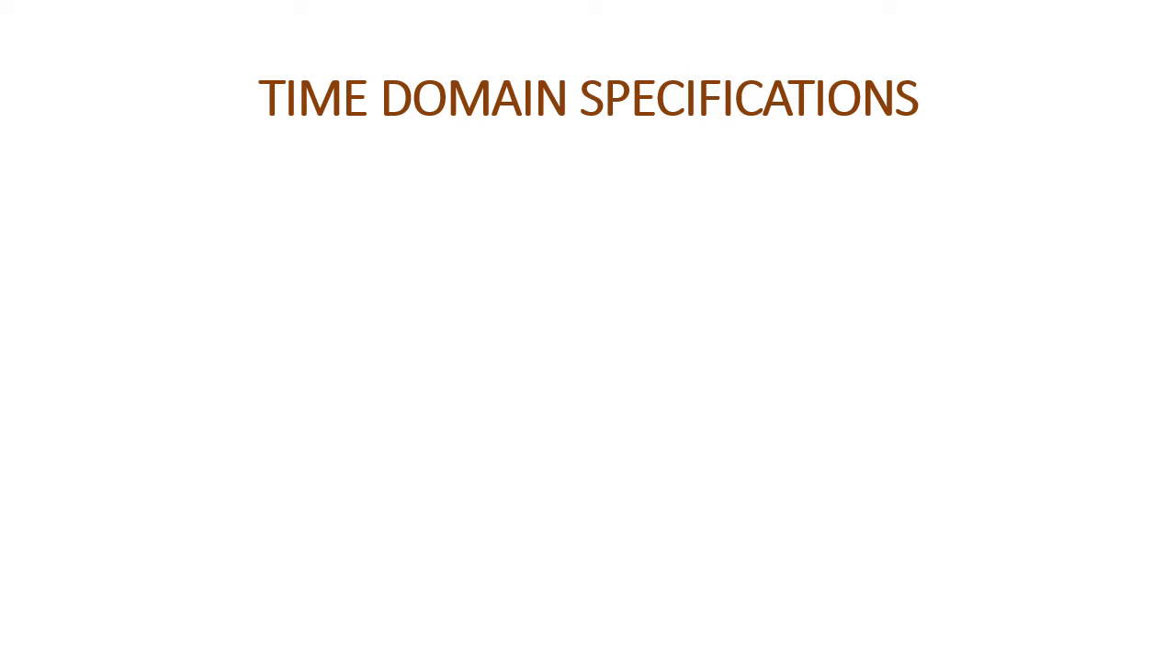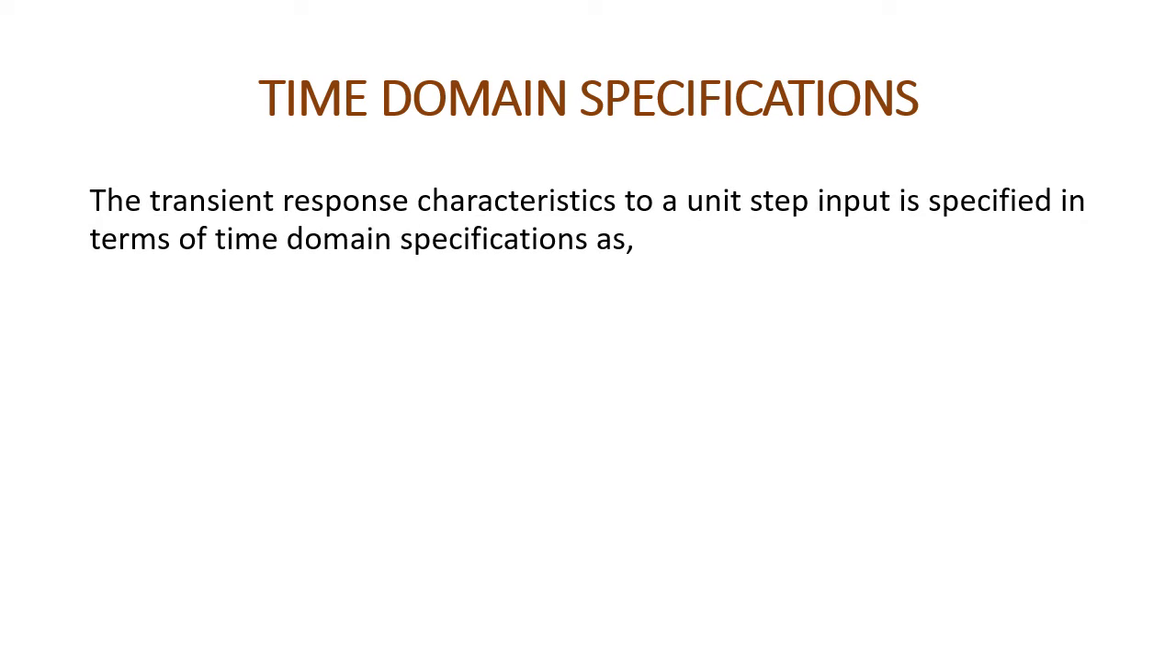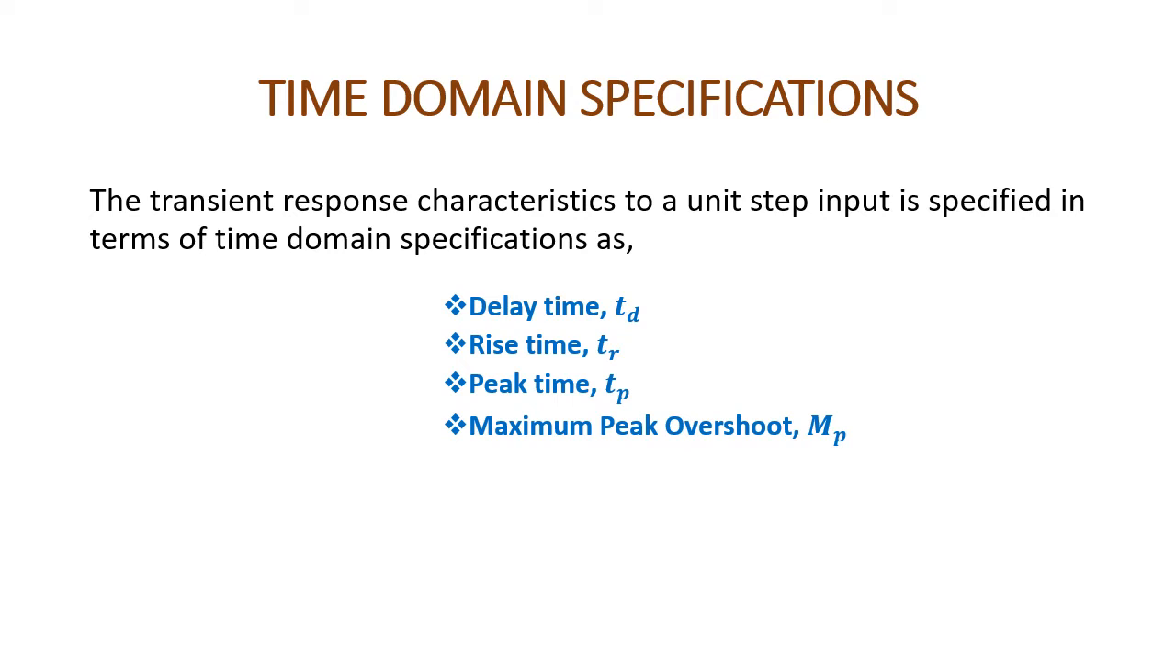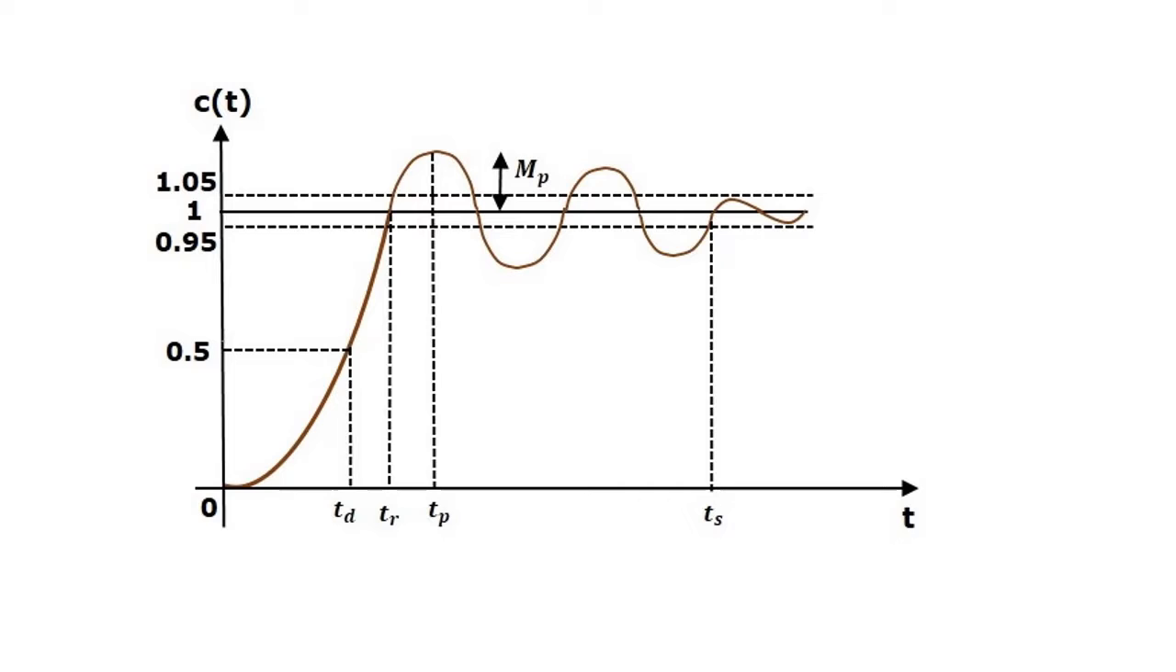Time domain specifications. These are the parameters that we are going to use to analyze the system in the time domain. The transient response characteristics to a unit step input are specified in terms of time domain specifications as delay time, rise time, peak time, maximum peak overshoot, and settling time. These are the 5 parameters or specifications that we use to analyze our system when the input is unit step.